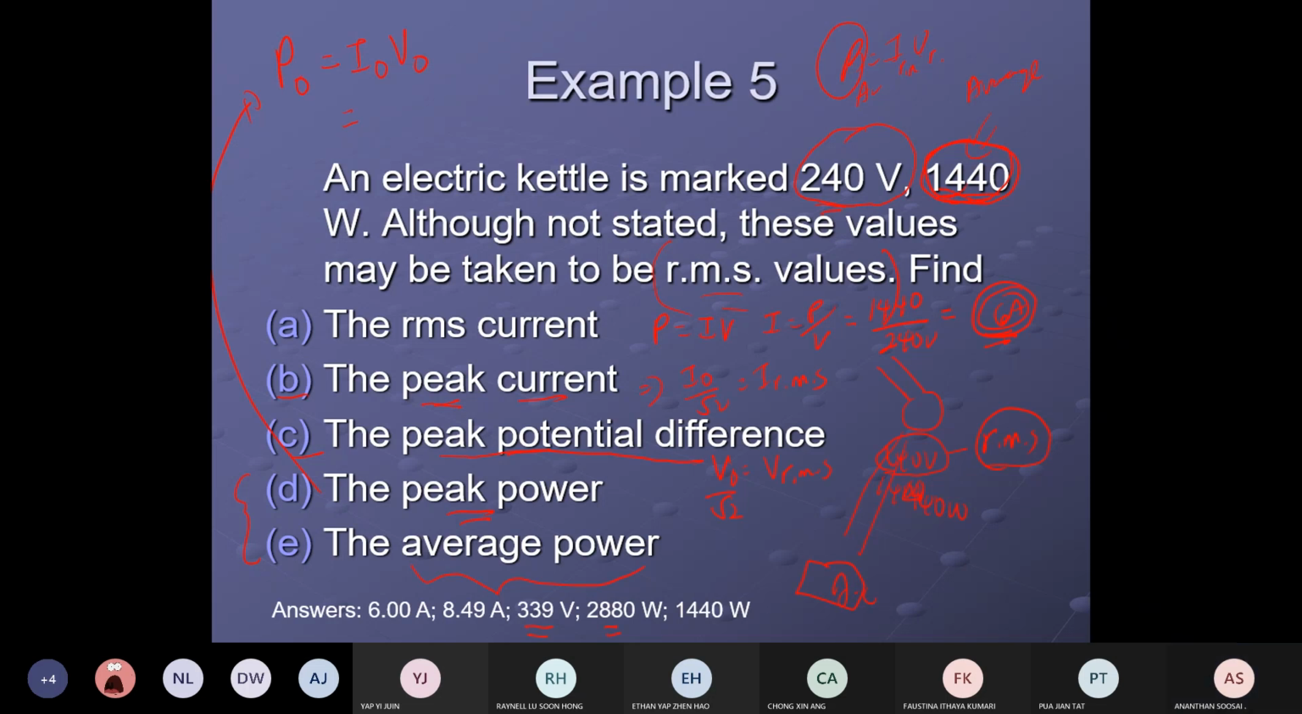Okay. Those who are able to find all these answers without my help, good. You got the idea of when to use peak current and when to use RMS current. When they say peak power, you have to use all the peak values. When they say average power, you have to use all the RMS values in the formula. If they never said anything, they just ask you to find the power, and never tell whether it's average or peak, then benefit of doubt, we assume it's average power. So use RMS values to calculate the power.